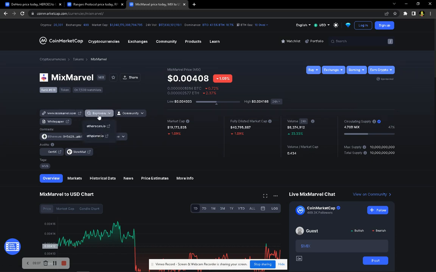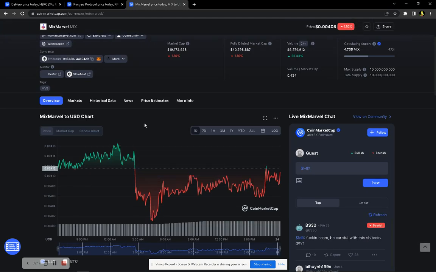They have a massive community. They've got a lot of money pumped behind it. Same thing with Rangers Protocol. They're doing something behind the scenes that could be really, really crazy. My opinion, not financial advice.